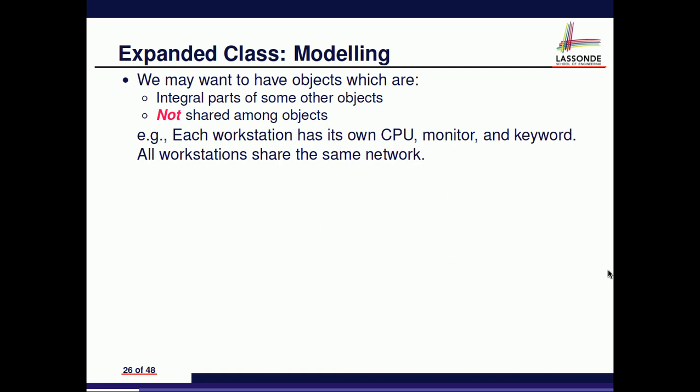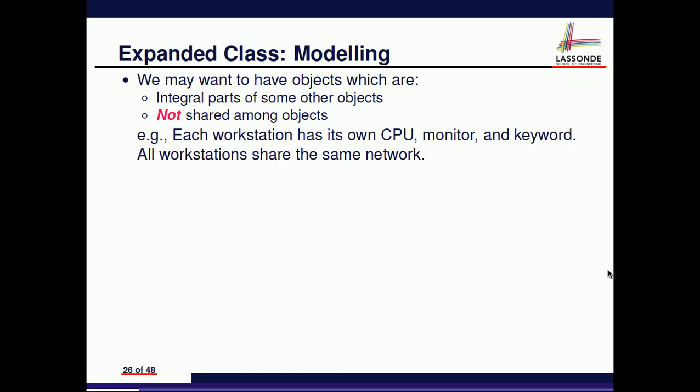Let's consider this. Each workstation has its own CPU, monitor, and keyboard, and all workstations share the same network. If you read this description, it's pretty much like your prison lab, right? No two workstations should share the same keyboard, right? But they all share the same EECS network, right? So now, can you see composition there? For example, what's composition here?